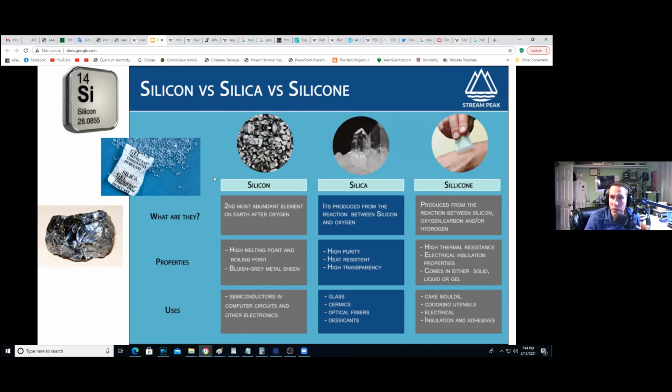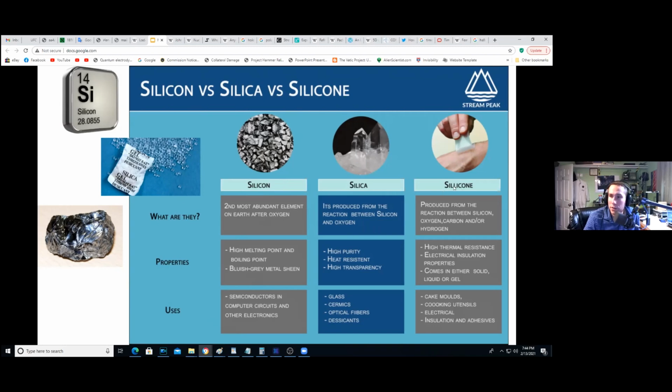Sorry, it's important to make this distinction because it's really easy to say the wrong thing. Silicon is the element that they mine out of the earth. It's the second most abundant element on earth after oxygen. Silica is quartz or glass. It's actually silicon dioxide, produced from the reaction between silicon and oxygen.